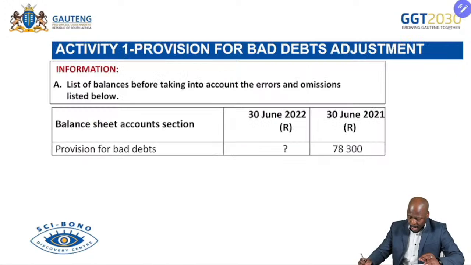All right. Now, I want us to go into the next adjustment that was in the paper. All right. So the next one is the provision for bad debts. So we're given provision for bad debts. This is in the list of balances.